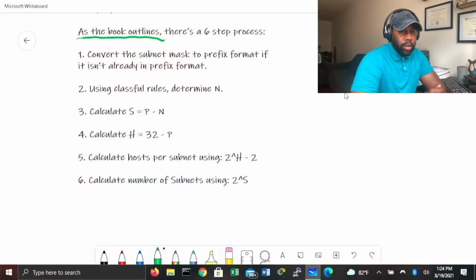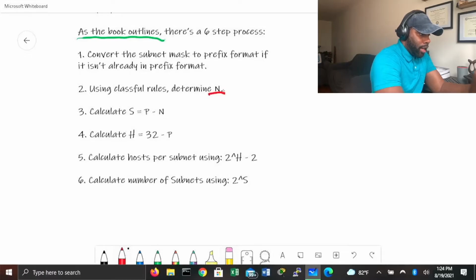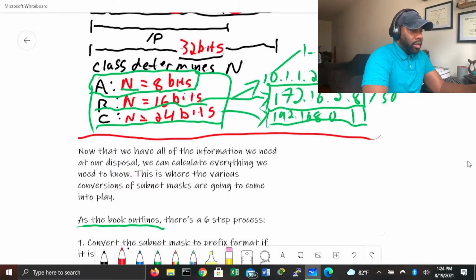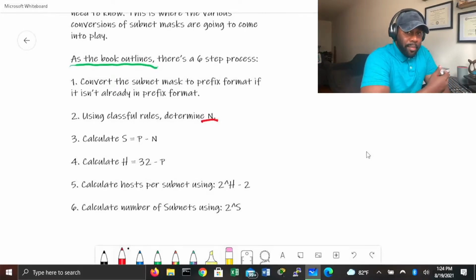I like the way the book breaks it down. I don't know if it's broken down like this in other books, but we have a 6-step process. First, we're going to convert the subnet mask to prefix format if it isn't already in prefix format. And you're going to see why in a second, because we have a few other formulas that we have to know in order to get the information that we want. The next step is using classful rules, determine n. Remember, this is where we were doing all of this magic. The third step, calculate the subnet bits, which is the prefix minus n.